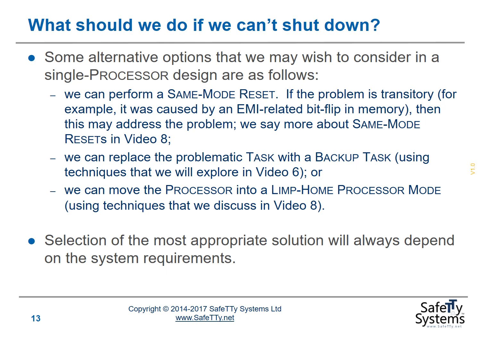Another thing we can consider if we detect a problem in a particular task is that we can consider replacing the task with a backup task. We'll discuss techniques for using backup tasks in video 6. Another option that we can consider as an alternative to shutting the processor down is to move the processor into a limp home processor mode. This would be the kind of behavior that we might require for the automotive example that we've just looked at. We'll discuss techniques for implementing limp home modes in video 8 on this course.